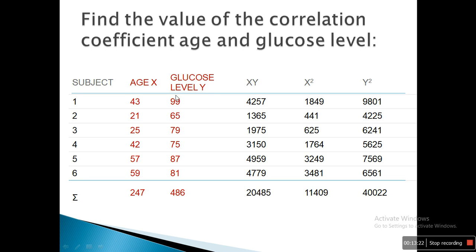Total of x, total of y. You can see the summation symbol over here. Total of xy, total of x square and total of y square. This is how I have created this table. So I think this is quite simple for you all, because you will get this data whenever you are solving. You will get this data and you have to find out the correlation coefficient.